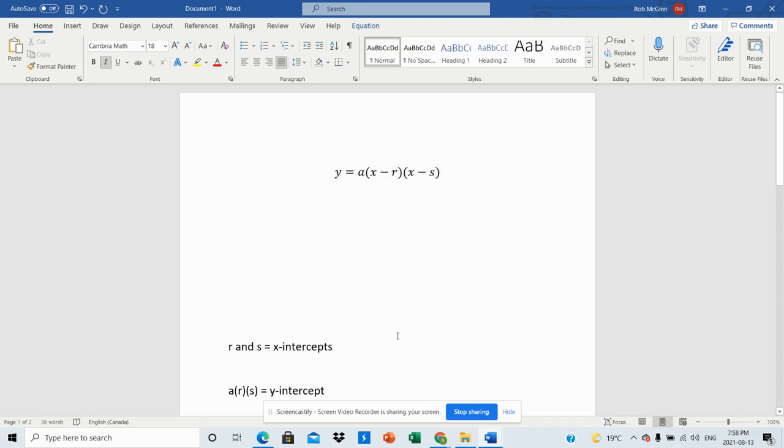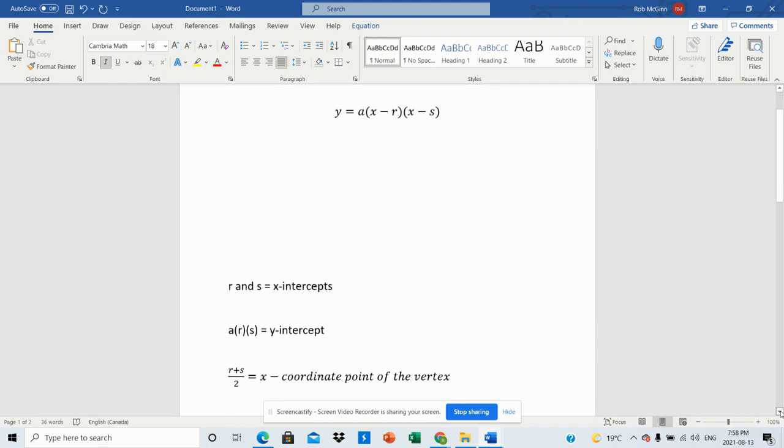So r and s. And then if we want to find our y-intercept, what we're going to do is take a and multiply it by r and multiply that by s. And that's going to give us our y-intercept.